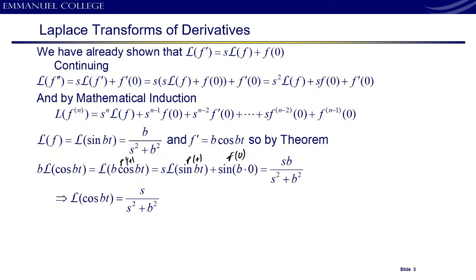That gets you that b times the Laplace transform of cosine of bt is equal to all this. Well, we don't want b times the Laplace transform of cosine of bt, we really just want cosine. So if you divide both sides by b, there you go. With knowing the Laplace transform of sine of a constant times t, we were able to find the Laplace transform of cosine of bt by using the fact that b times cosine of bt is the derivative of sine of bt.